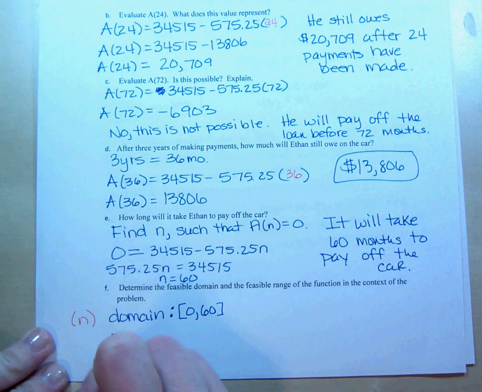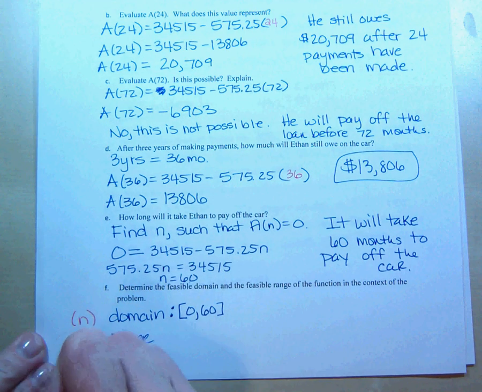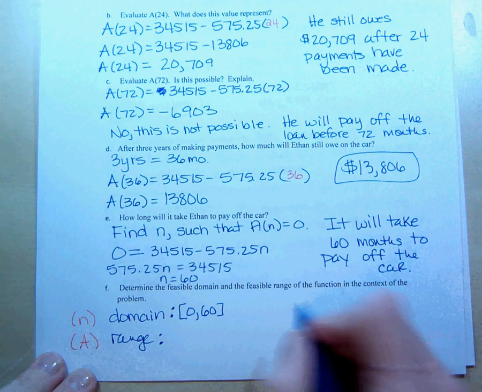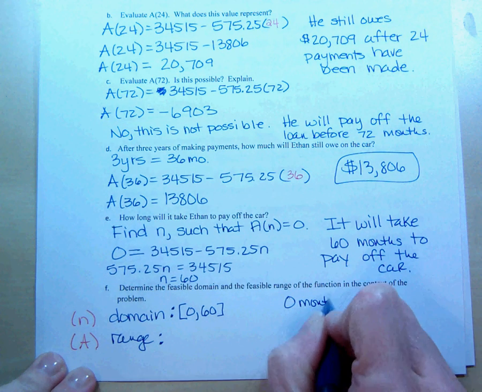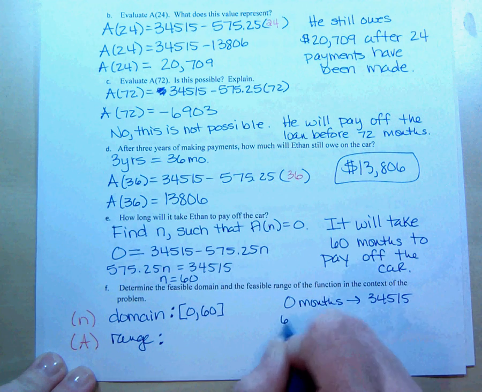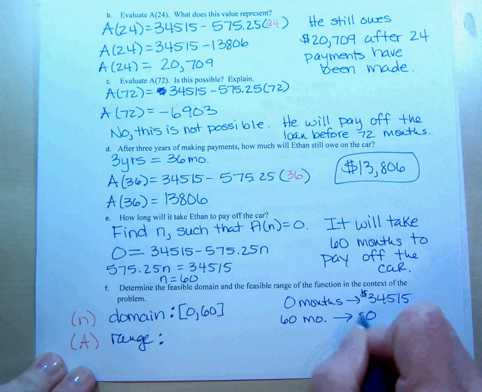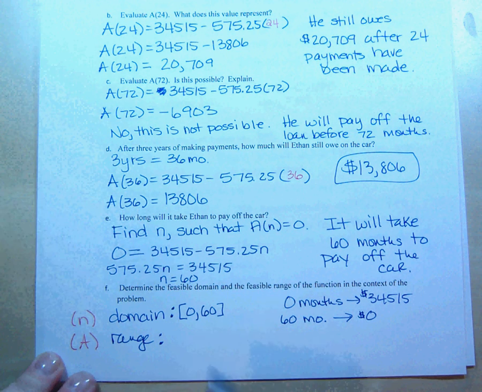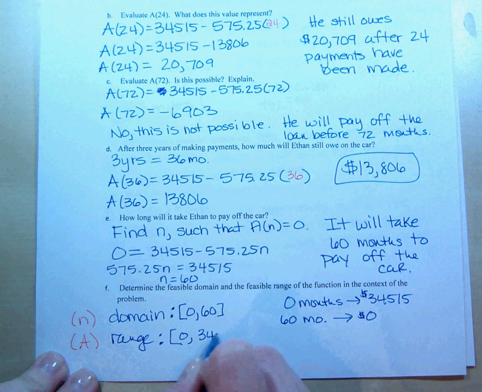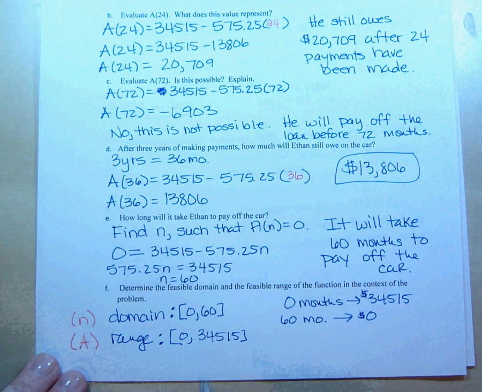The range, that is going to be all the possible values of A. Okay. Well, at 0 months, he owed $34,515, and at 60 months, he owed $0. So the smallest range value is $0, and the biggest range value was $34,515.